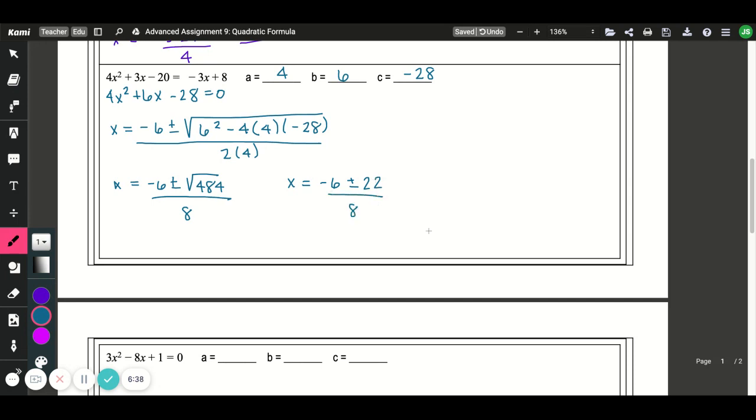So we need to do our two separate equations. The first one is negative 6 plus 22 divided by 8. So negative 6 plus 22 is 16, divided by 8 is 2. The second one is negative 6 minus 22 over 8. So negative 28 over 8, it's not a whole number, so I'm just going to reduce the fraction and get negative 7 halves.